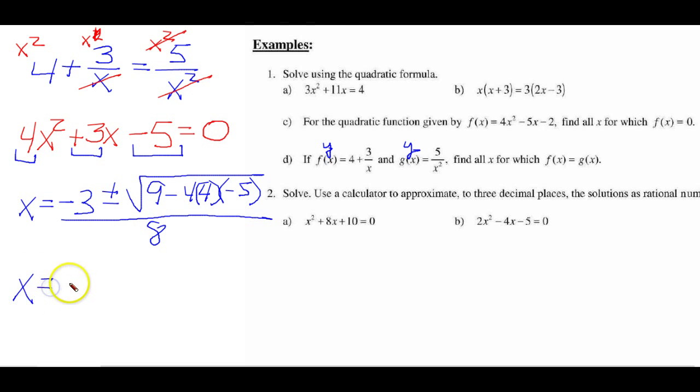So we now get -3 plus or minus. Now 4 times, our sign's going to end up positive here. 4 times 4 is 16. 16 times 5 is 80. And when we add 9 to it, we get the square root of 89, all over 8. And that's our answer.